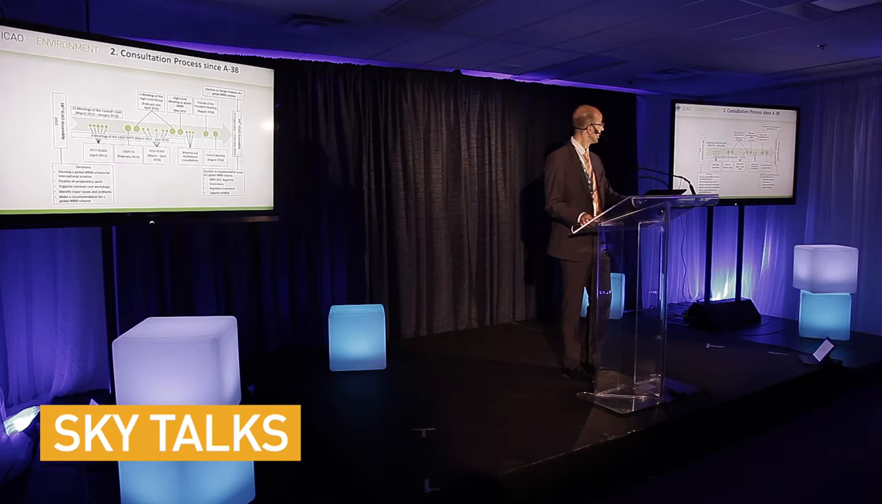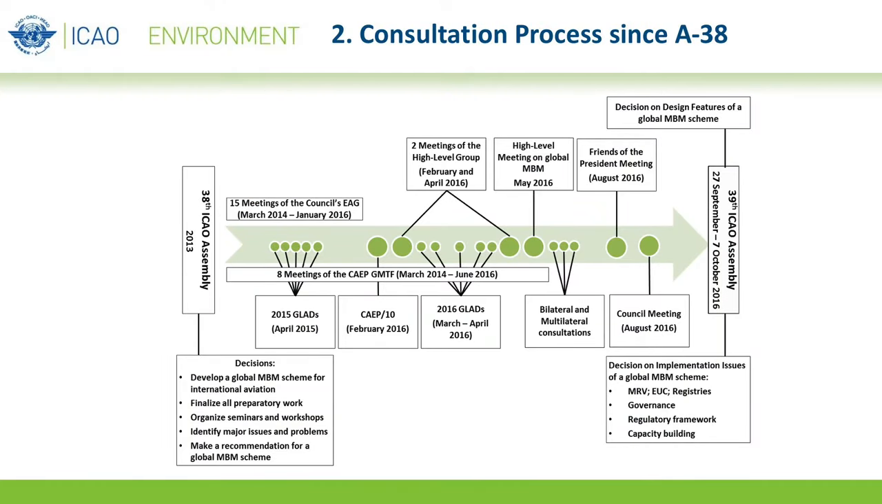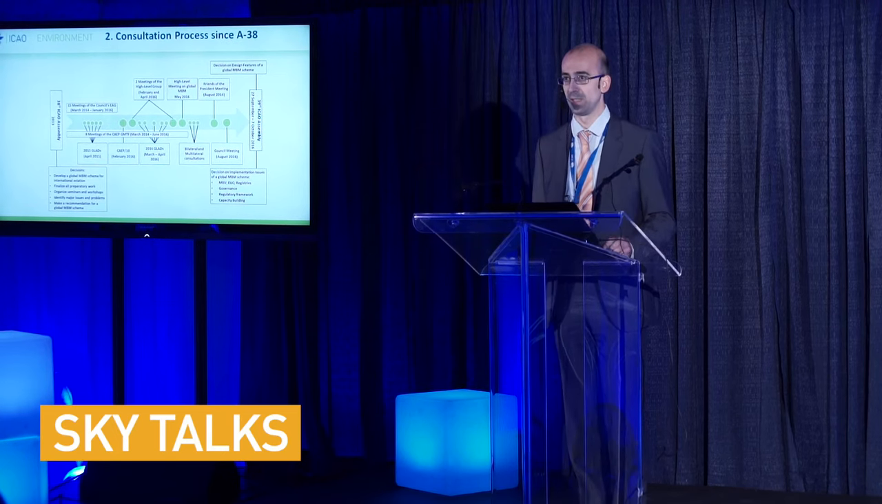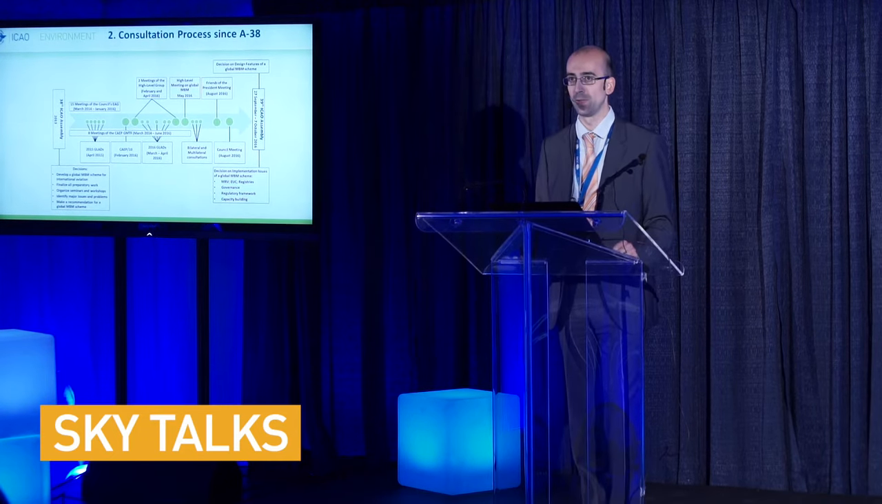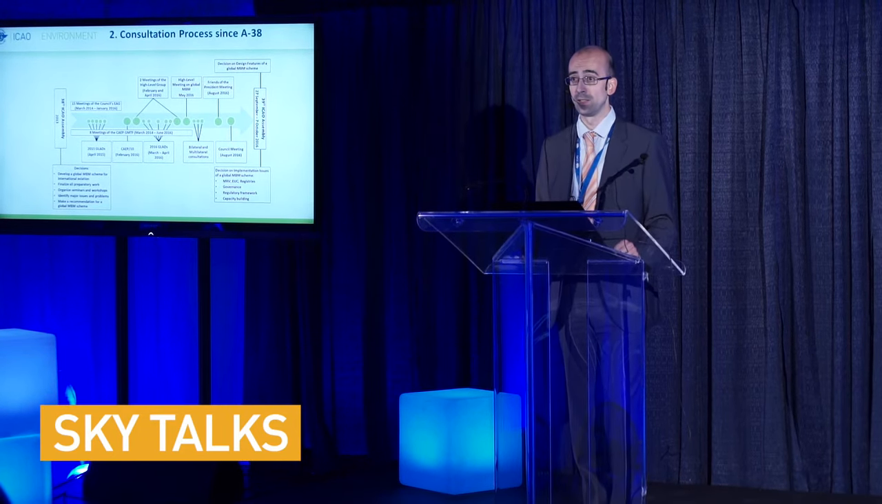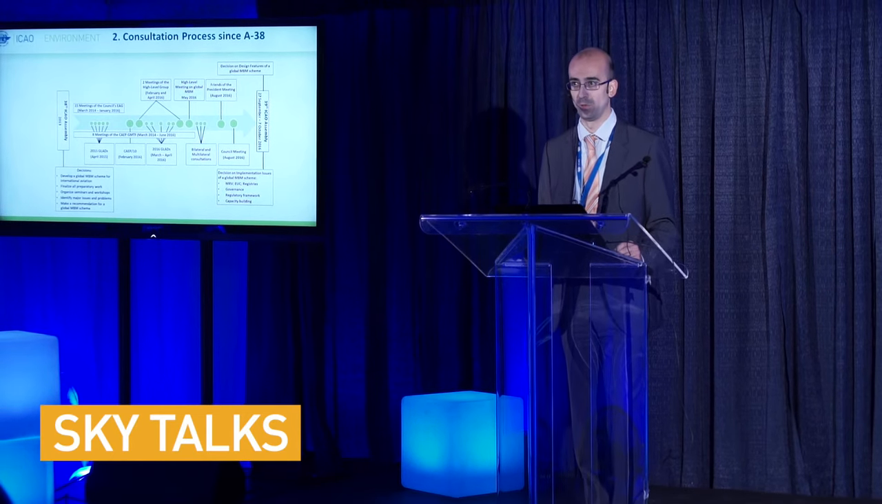In this slide, we have a brief overview of how the process looks like in the last 3 years. After the last assembly, an environment advisory group was established by the Council. This group held 15 meetings in a period of slightly less than 2 years, and finished its discussions in January 2016. The Environment Advisory Group undertook a series of analyses and also provided a draft assembly resolution text on this topic.